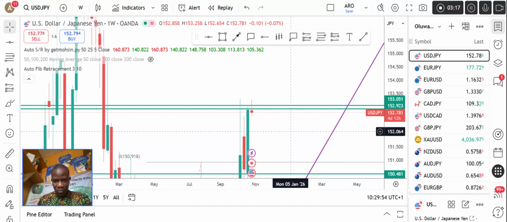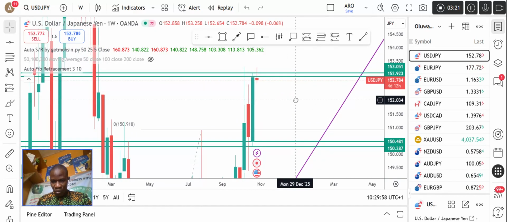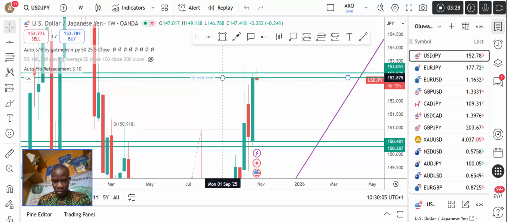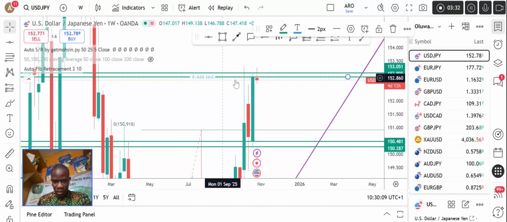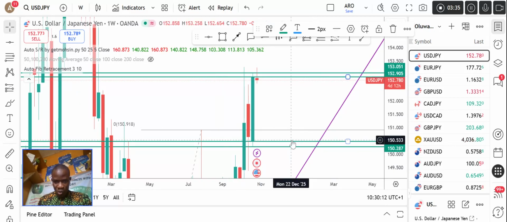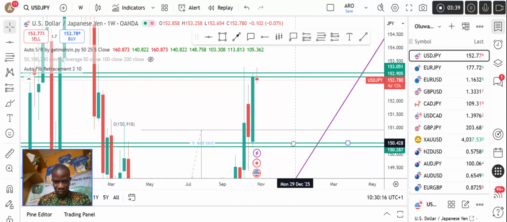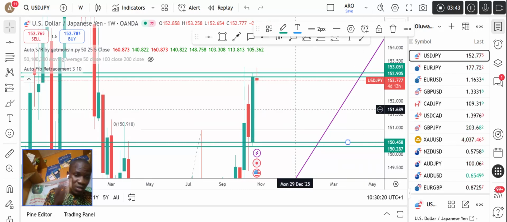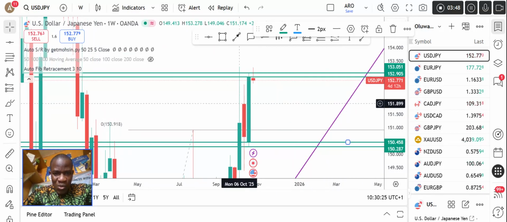Let me go to it properly. I'll check the coordinates, but just to save a little time, that's why I'm doing this. So that's for last week. That was the movement for last week.